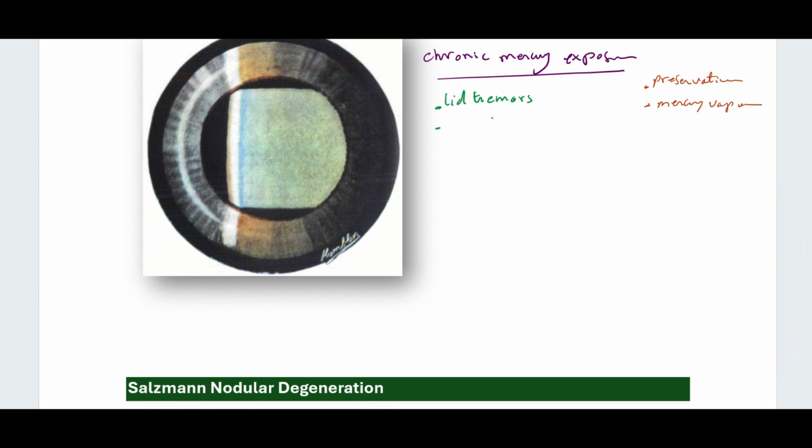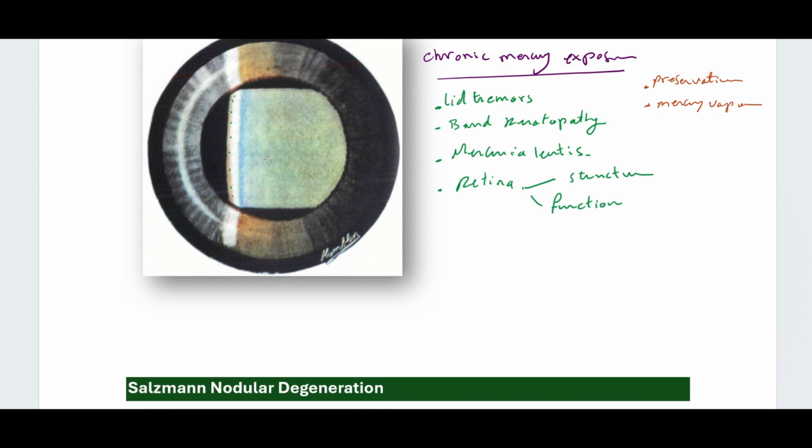It causes band keratopathy in the cornea, and it diffuses into the eye and causes brownish discoloration on the anterior capsule, what's called mercurialentis. Then it goes to the retina. It causes changes in structure and function.